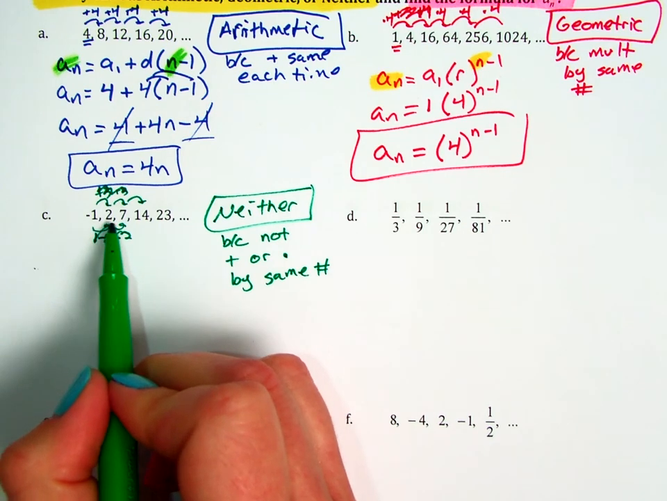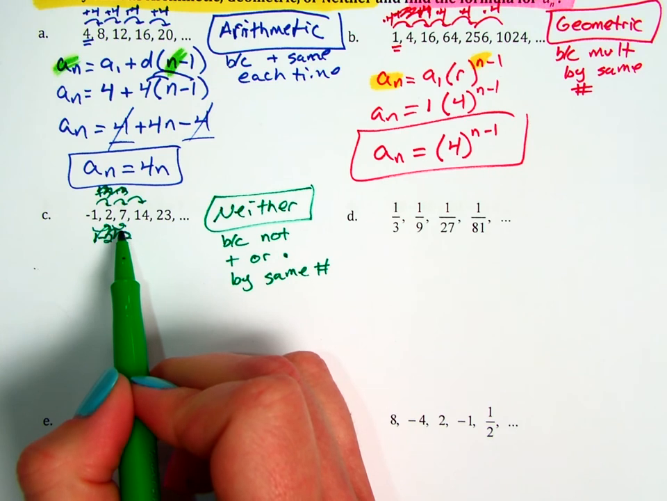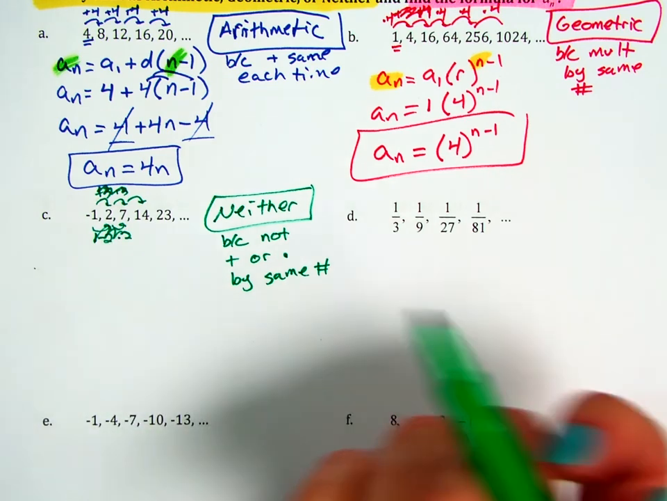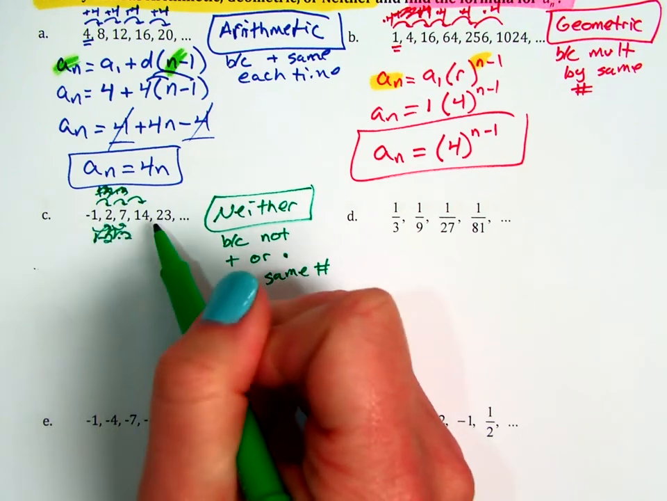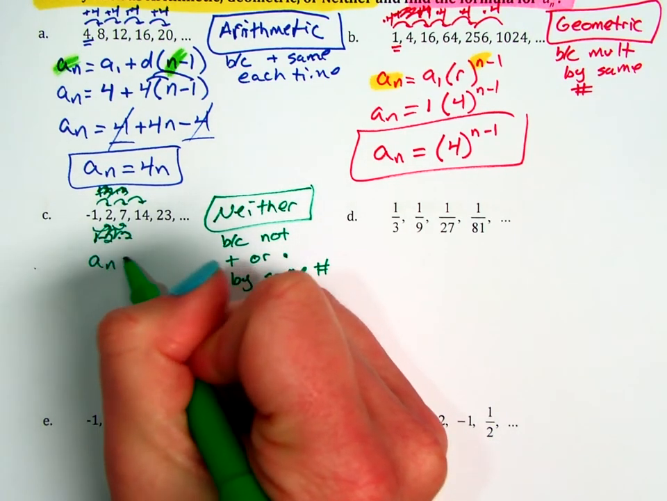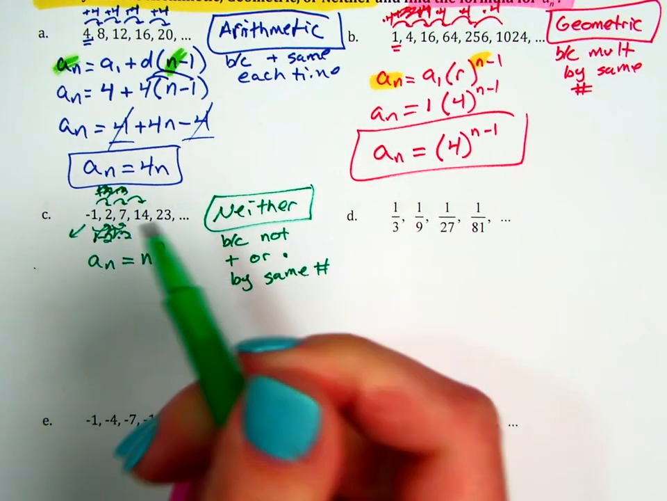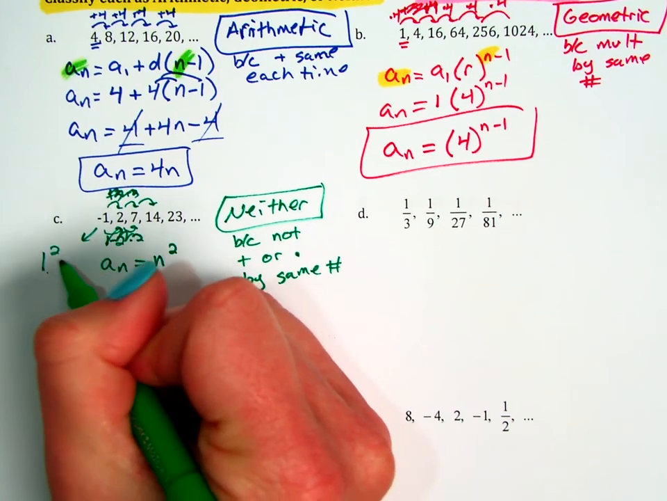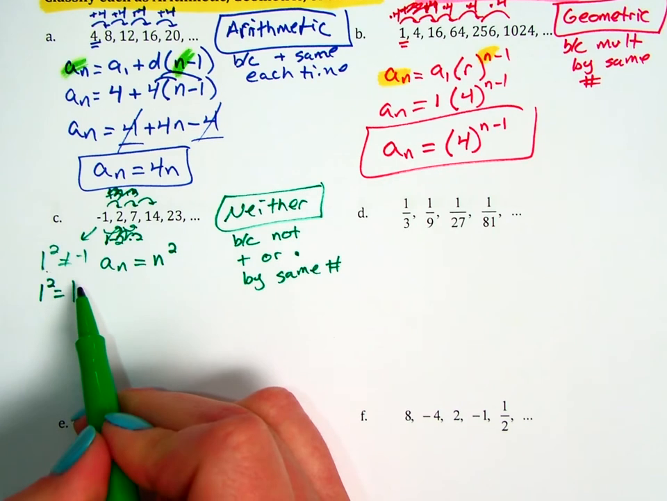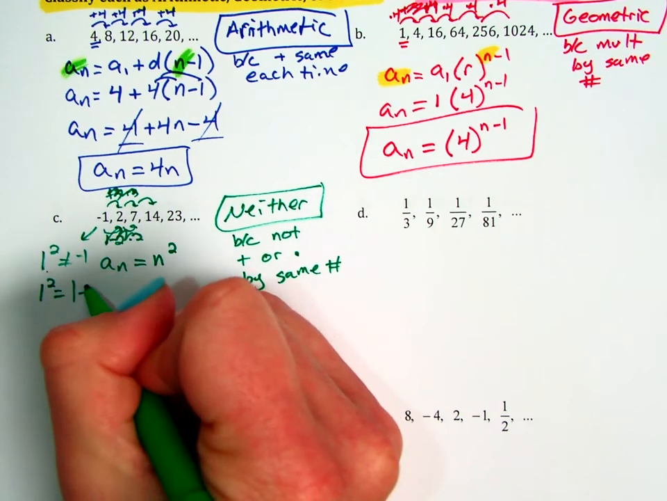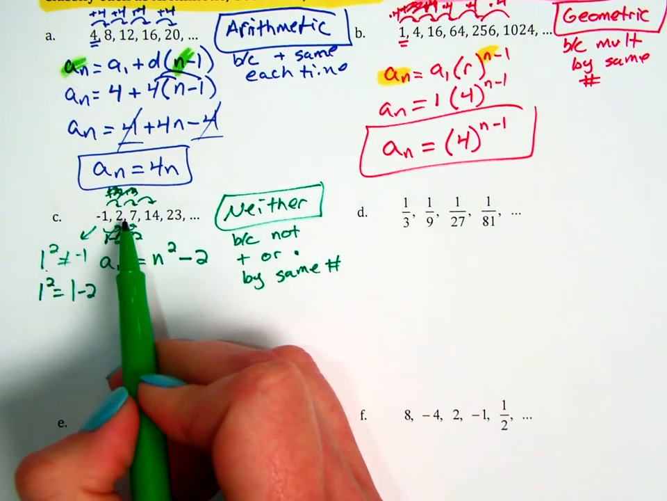So I have to think, is there some sort of pattern here that would help me get to these numbers? So normally we would start out with squaring or cubing, right? Well, cubing would get me much bigger numbers. So I'm going to start out with a sub n equals n squared, right? Well, this one is a 1, so 1 squared does not equal negative 1. But 1 squared equals 1. And what would I have to do to 1 to get to a negative 1? Well, I would have to subtract 2. So my guess is we're going to have to subtract 2, but we should check to see if it'll work.